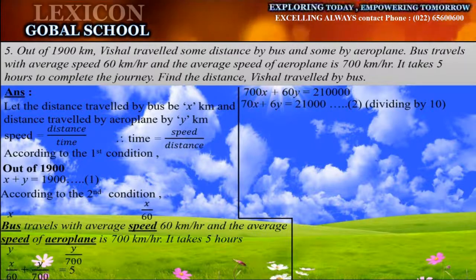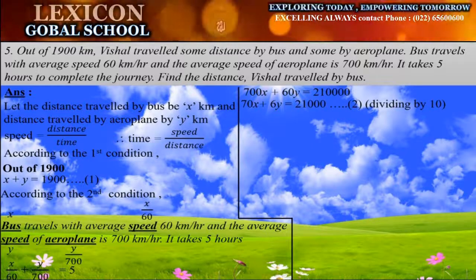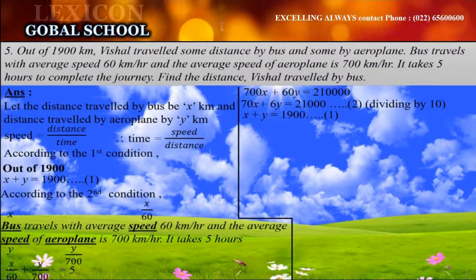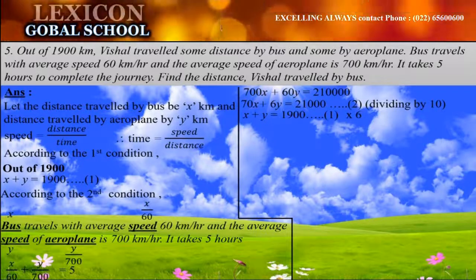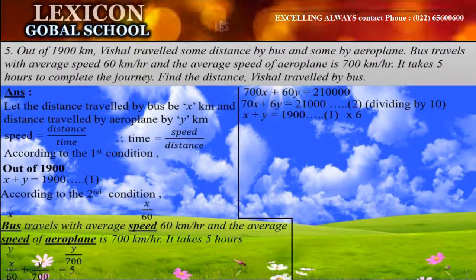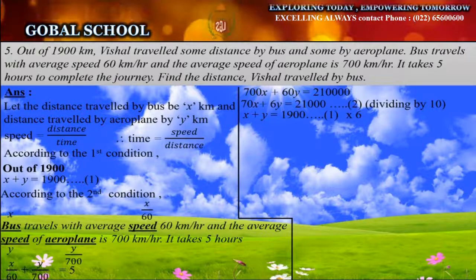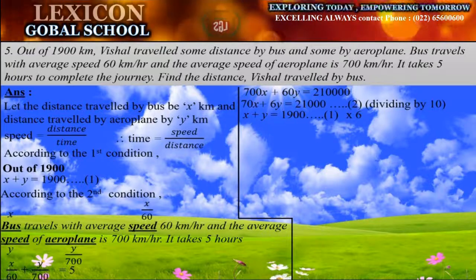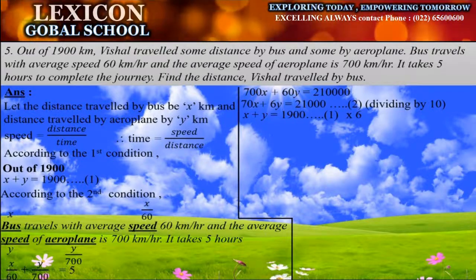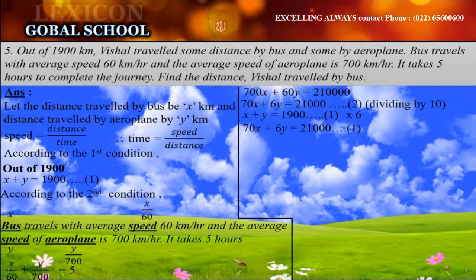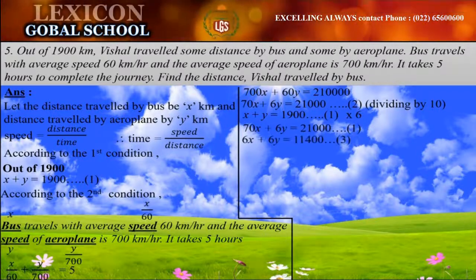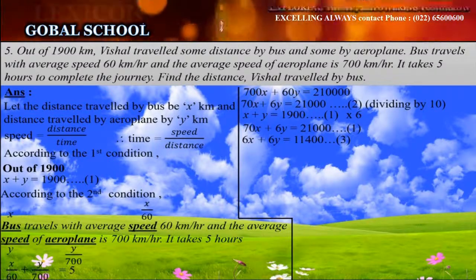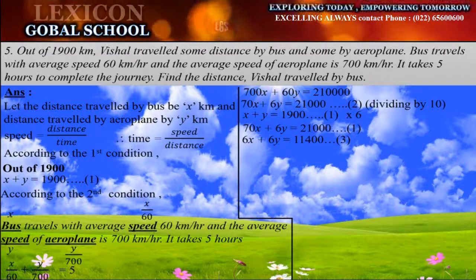Now, let us write equation 1. As you can see, the coefficients are not the same. Therefore, to cancel the coefficient of y, we are multiplying the entire equation 1 by 6. So, 70x plus 6y is equal to 21,000, and 6x plus 6y is equal to 1900 into 6, which gives 11,400. The coefficients of variable y have become the same.